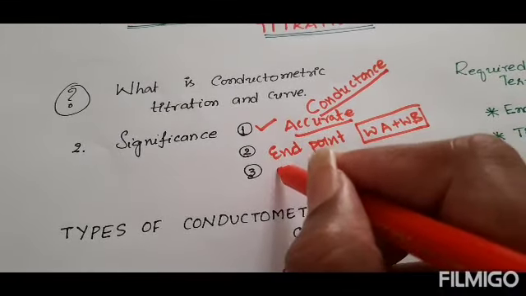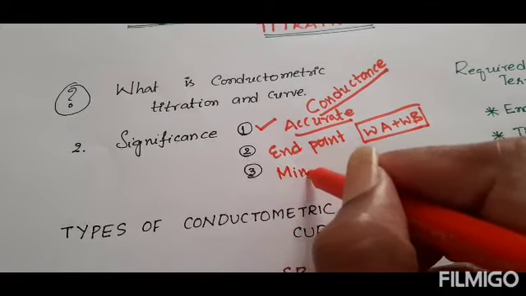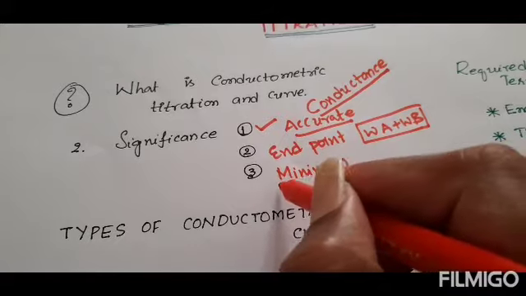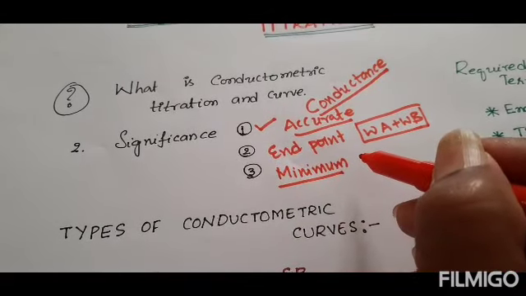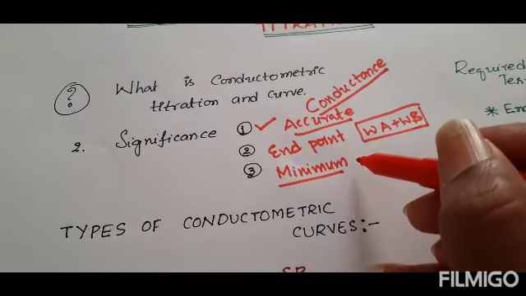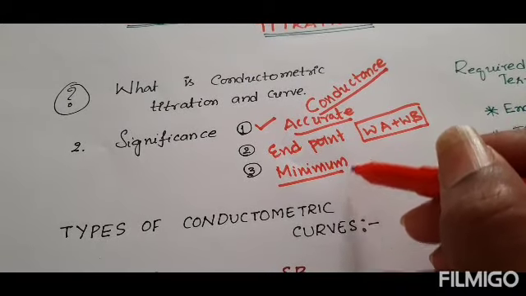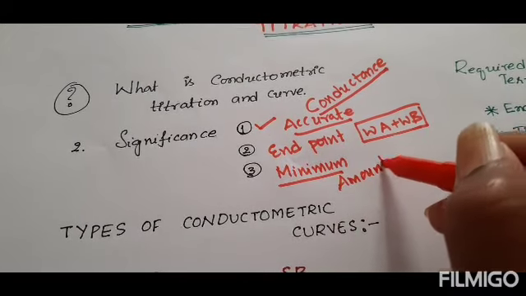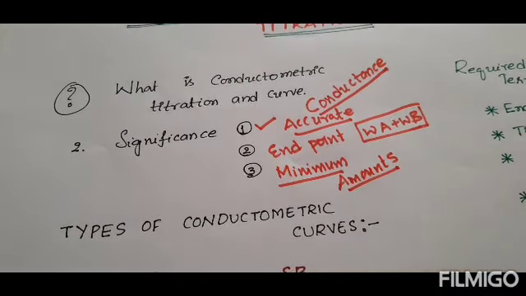Third point, a minimum amount of reactants, that is titrant and titers, is consumed in conductometric titrations. So a minimum amount of material is utilized. So these are the significance of conductometric titrations.